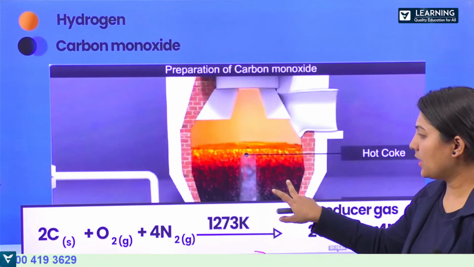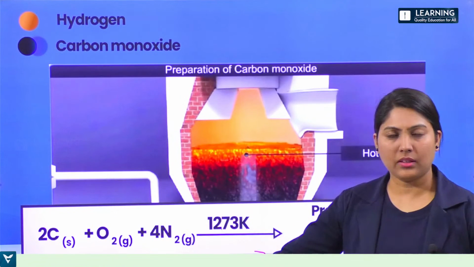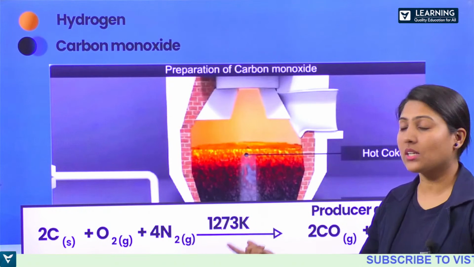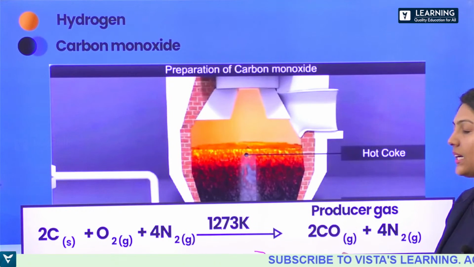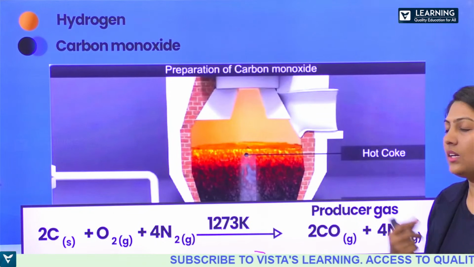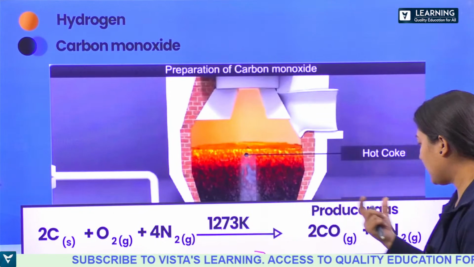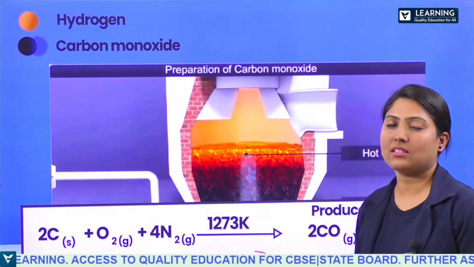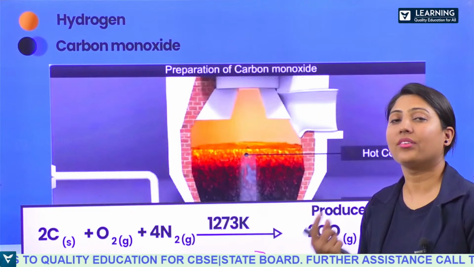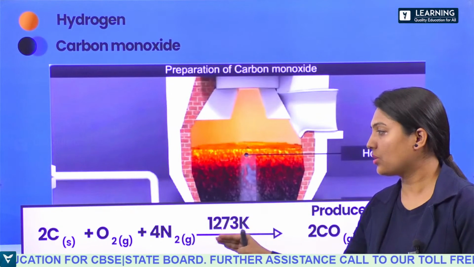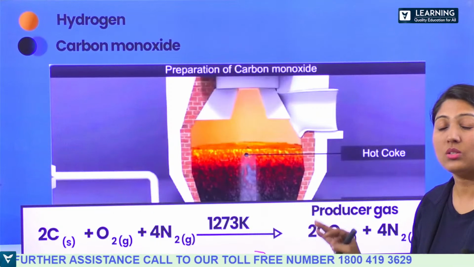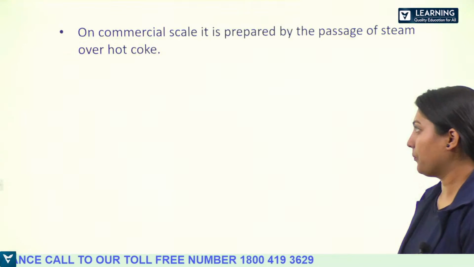So here carbon reacts with oxygen with nitrogen at 1273 Kelvin. Then you will get carbon monoxide with nitrogen. So nitrogen is there on both sides, but nitrogen acts as a catalyst here. It enhances the reaction, so that carbon reacting with oxygen should not completely combust, so we are using nitrogen here at 1273 Kelvin.